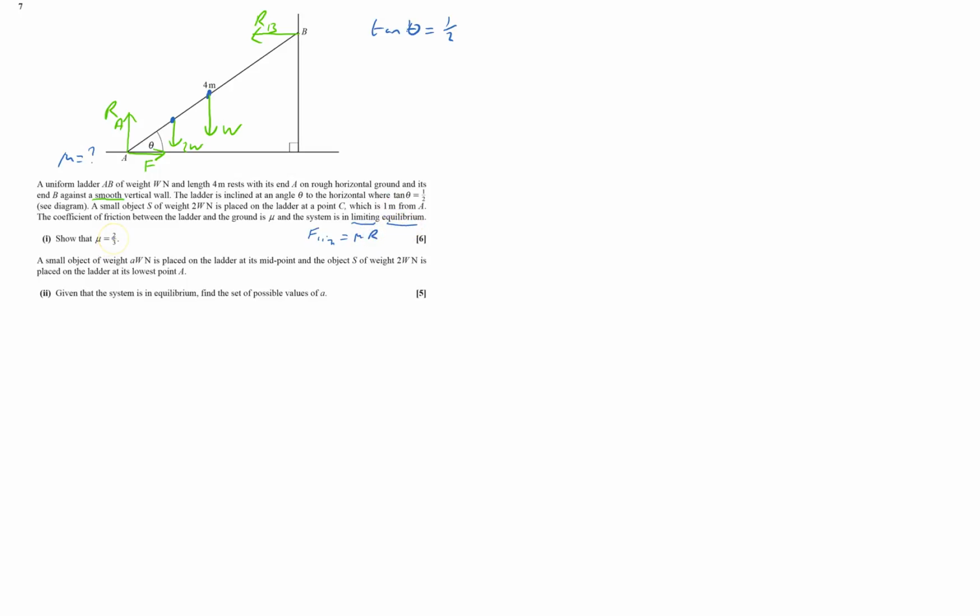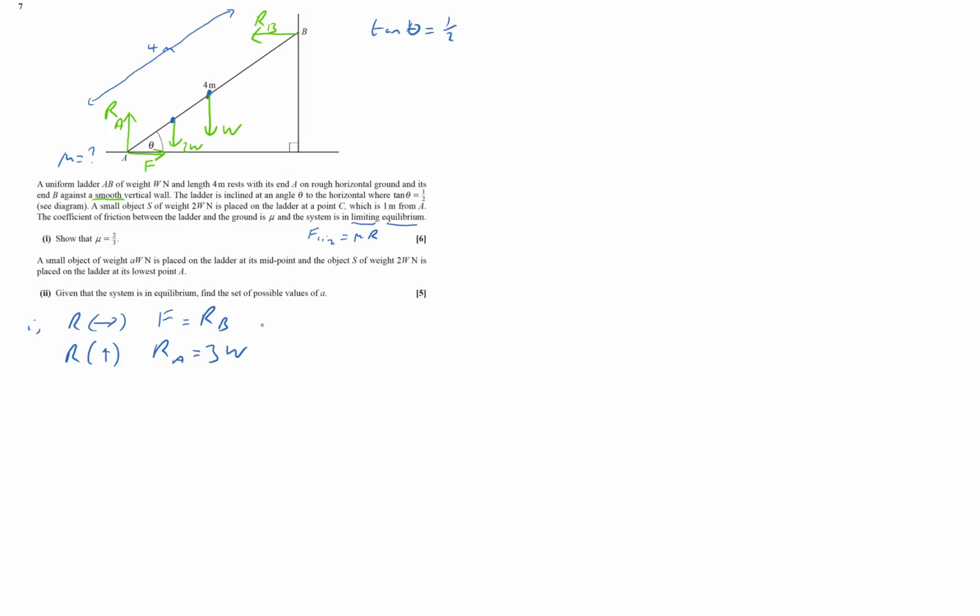I'll show this. Well, if I'm not sure about what I'm doing, then I'm going to resolve in a couple of directions and take moments. Almost as soon as it gives you some lengths, you're going to need to take some moments. So, first off, as part 1, I'm going to resolve horizontally, and that will say that F equals RB. I'm going to resolve upwards, and that's RA equals the downward forces, 2W plus W, that will be 3W.